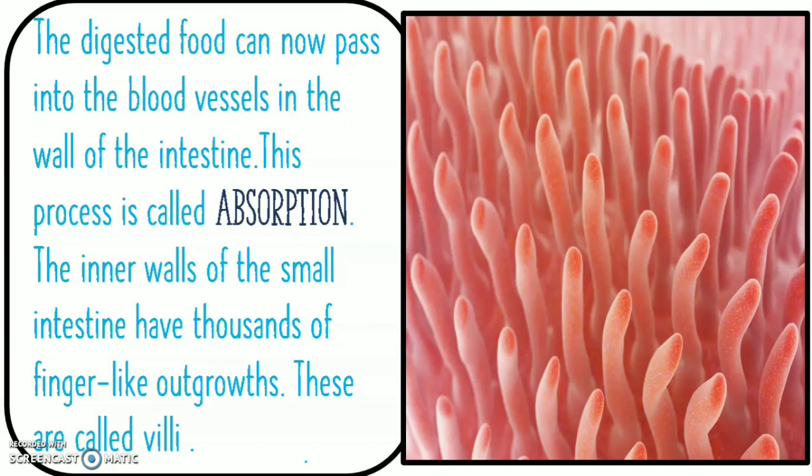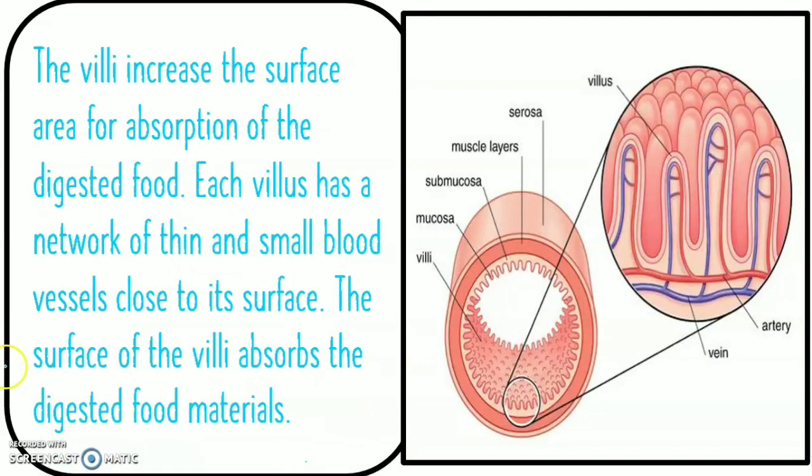The inner walls of the small intestine have thousands of finger-like outgrowths called villi. The villi increase the surface area for absorption of the digested food. Each villus has a network of thin and small blood vessels close to its surface. The surface of the villi absorbs the digested food material. So you see, these are the villi and this is the innermost layer of the small intestine.